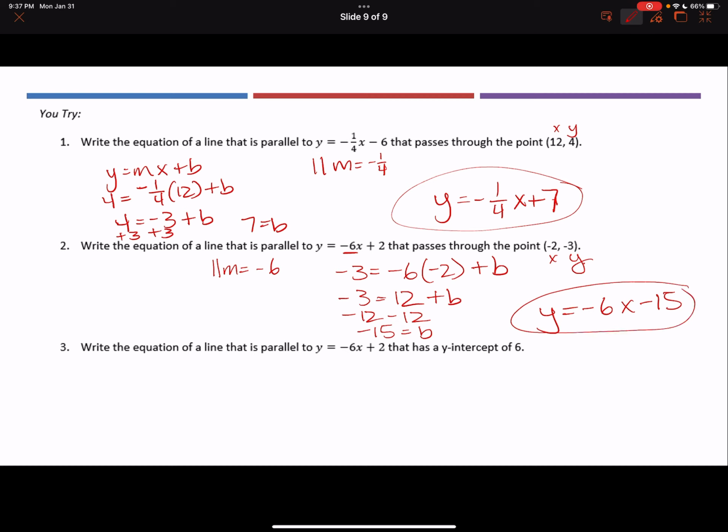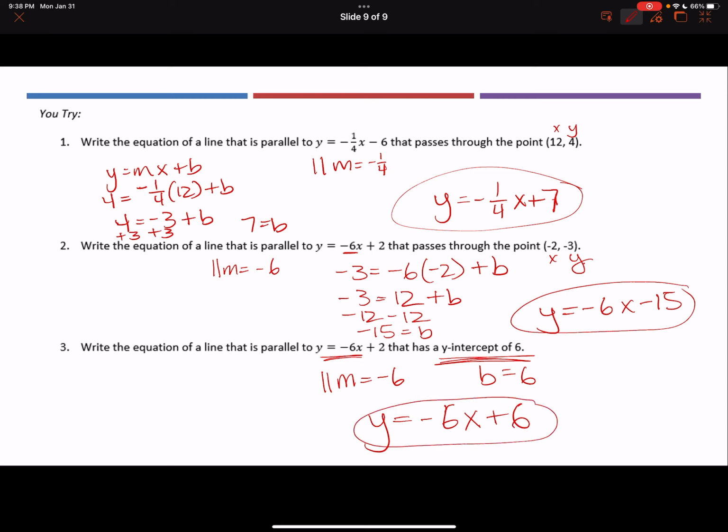In number 3, write the equation of a line that's parallel to y is equal to negative 6x plus 2 that has a y-intercept of 6. So they're actually making it a little easier for you. If they give you the y-intercept, that's your b. And then we want it parallel to this, so the parallel slope has to be negative 6. Put it all together: y is equal to negative 6x plus 6.